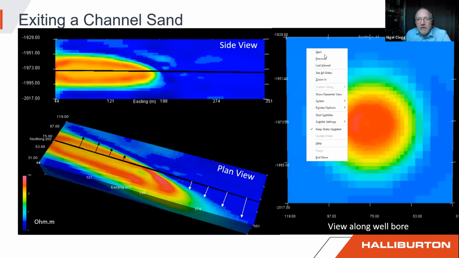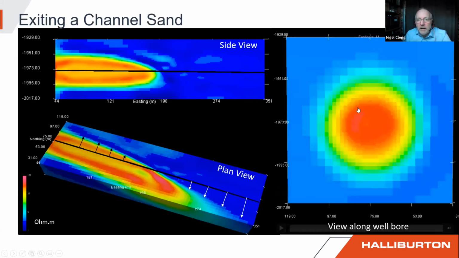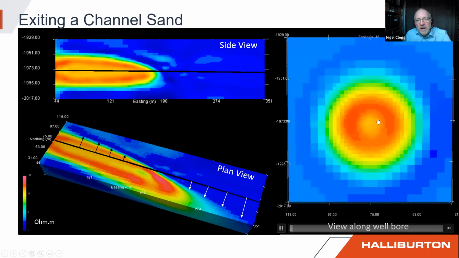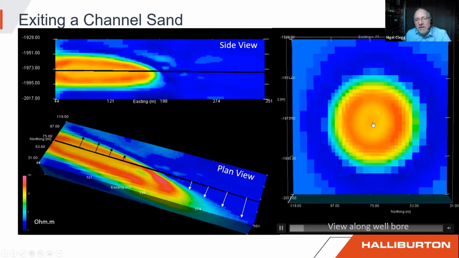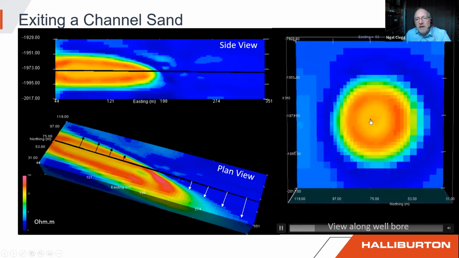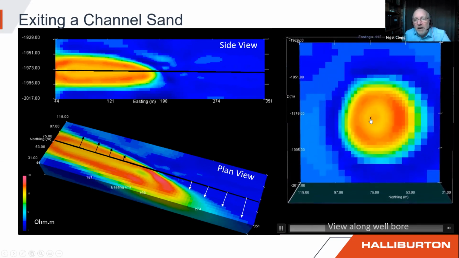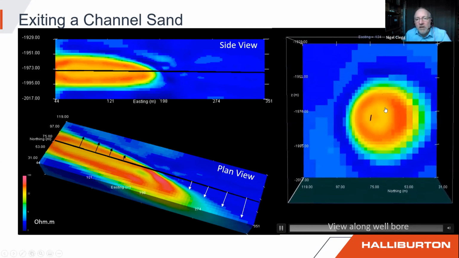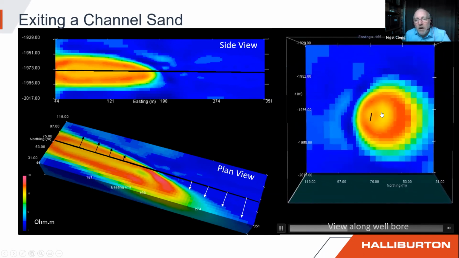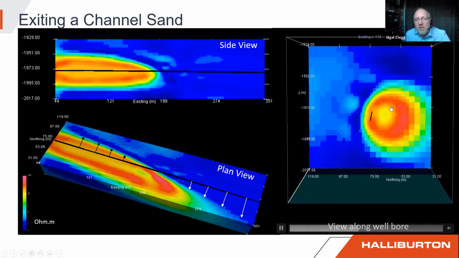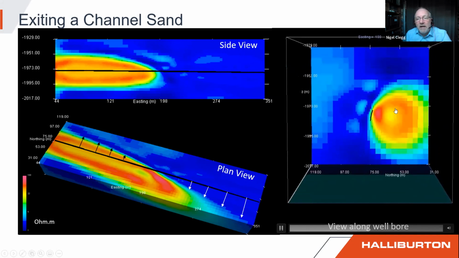So I have a video here. Let me stop the laser. So this is that same scenario. And this is the example that you'd see. There's the well in the middle of the channel. And you can see very clearly that the channel starts to deviate off towards the right, and we could easily have changed our well to steer after that sand.